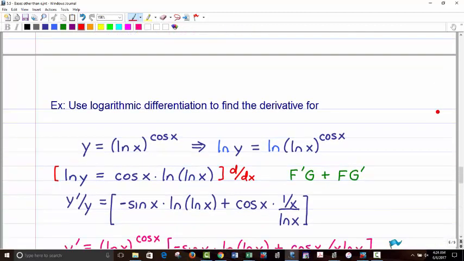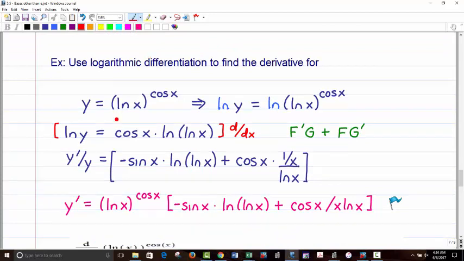All right, here's another one. y equals ln of x raised to the cos of x. So we're going to ln both sides.